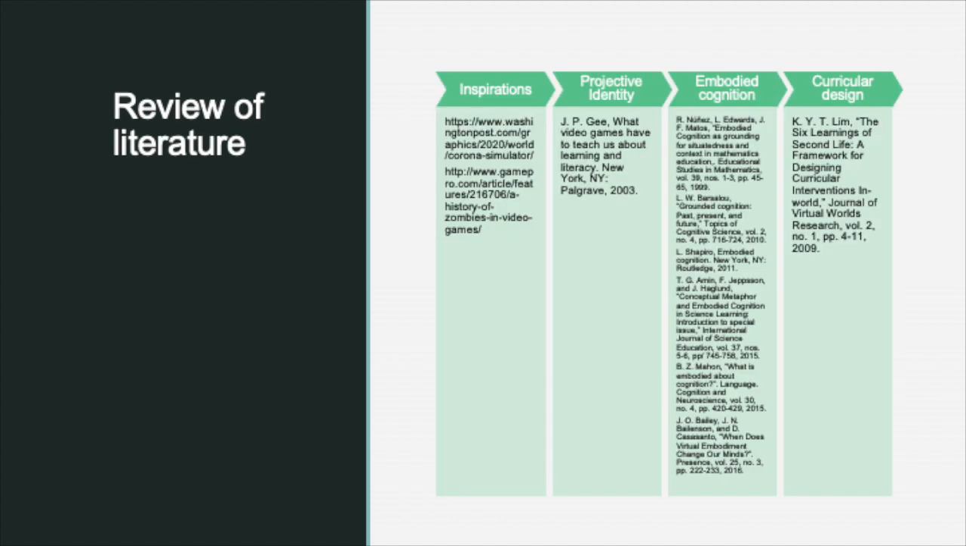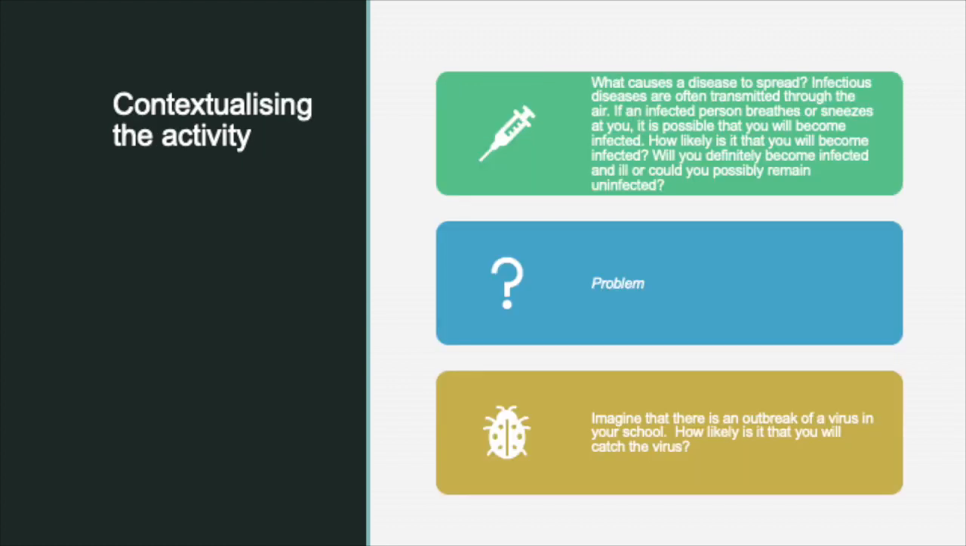We wanted to build on earlier attempts at simulating the diffusion of a virus, such as that depicted in the Washington Post article, while taking advantage of the robust body of literature around embodied cognition and Jim Gee's notion of projective identity. We thus conceptualized, designed, and constructed a three-dimensional virtual environment designed around the curricular principles of my team's 6 Learnings framework. What causes a disease to spread?